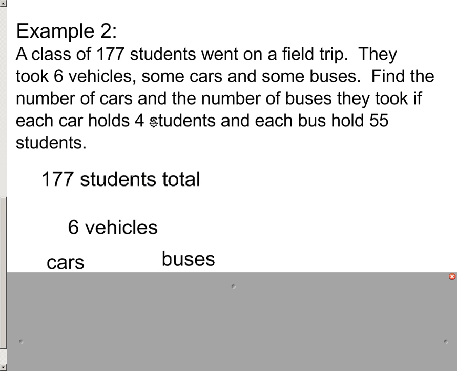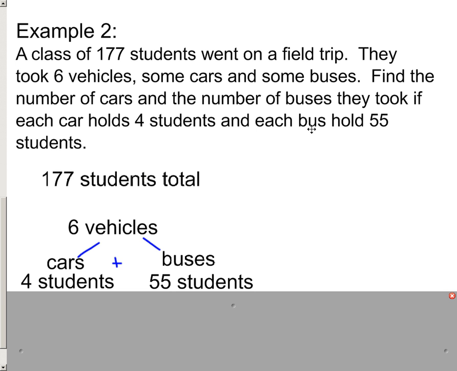We know that together, if we added the cars and buses together, it'd be 6. And we've got to find out how many cars and how many buses they took. And they give us this last piece of information. Each car holds 4 students, so there's 4 students, and each bus holds 55 students. There's 55 students. I'm going to put this in parentheses so I know it's related, but I might have to look at it in a different way.